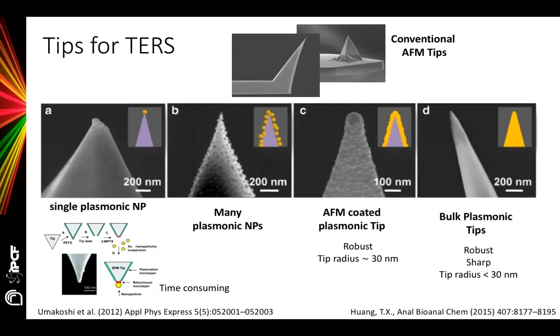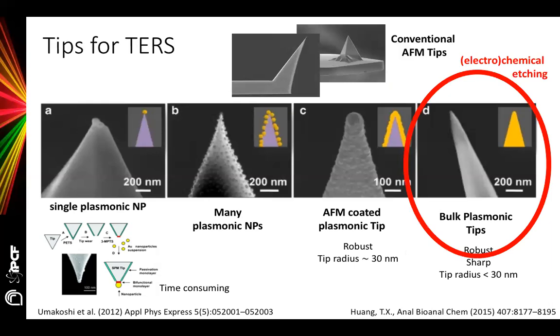Finally, we also have a bulk plasmonic tip, where the tip is completely formed by a metallic bulk wire. These are very appealing because they are very sharp, with a tip radius that is lower than 30 nanometers. From now on, we will consider in close detail these kinds of tips, which can be easily fabricated by electrochemical etching methods.